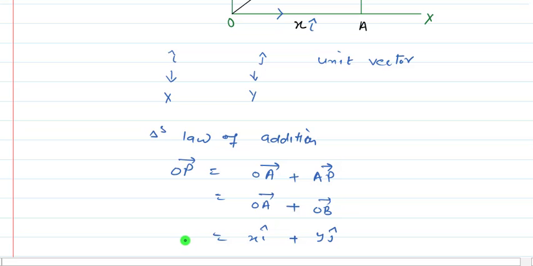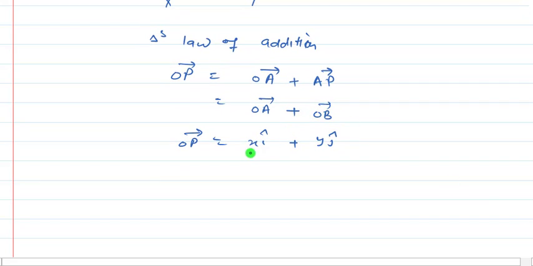YJ cap. So, therefore, we have the OP vector equal to XI cap plus YJ cap. This is the component form of a vector, where OA is called the component along the x-axis and OB is the component of OP along the y-axis. Or we can say XI is the component of OP along the x-axis and YJ is the component of OP along the y-axis.